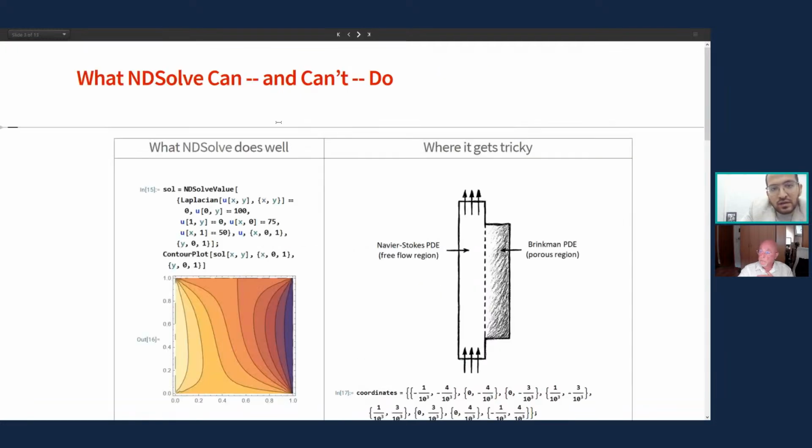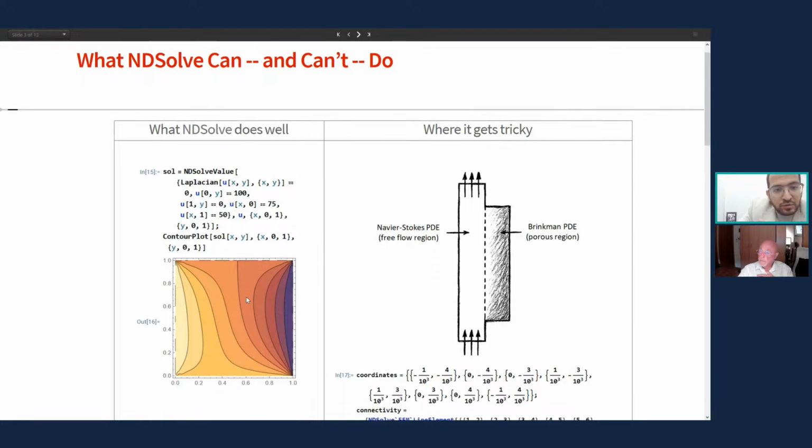So the thing here is that NDSolve is great. You can see on the left, it solves differential equations very beautifully. However, where it gets tricky is when you have different PDEs being applied at different regions within the same system.